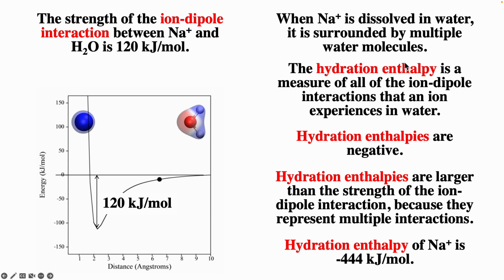Hydration enthalpy is a measure of all the ion-dipole interactions that an ion experiences in water. And so you're dissolving the gaseous ion in the water. Hydration enthalpies are always negative. The larger the charge, the larger the hydration enthalpy. And the smaller the ion, the larger the hydration enthalpy. But please notice hydration enthalpies are larger than the strength of the ion-dipole interaction because they represent multiple interactions. So while one ion-dipole interaction is about 120 kilojoules per mole, the hydration enthalpy for the sodium ion is actually minus 444 kilojoules per mole.